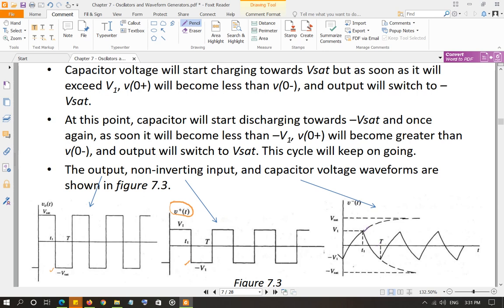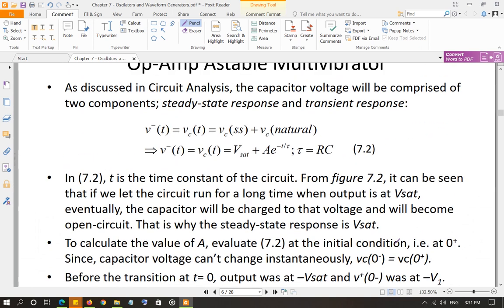And then it starts discharging. As soon as it goes to negative V1 and becomes 65 microvolt smaller than that, the output instantaneously goes back to positive Vsat, and this goes back to positive V1. And then it starts charging again. So these are the waveforms. Let's look at the math real quick.